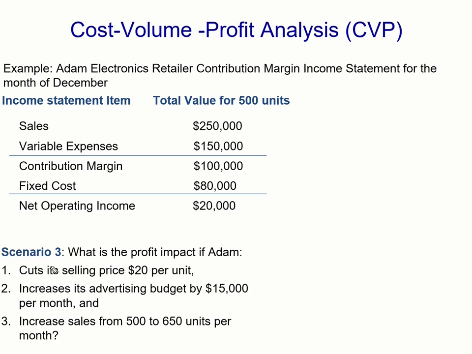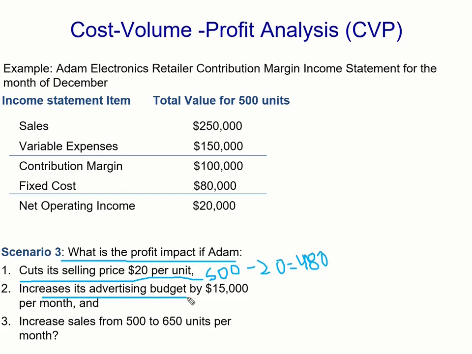Let's take a look at this scenario. What is the profit if Adam does the following? They cut the selling price by $20, so we're going to reduce the price from 500 minus 20. The new price is 480. Increase the advertising budget by 15,000. And as a result, we think sales could go from 500 to 650. Is this a good deal? Well, we have to see what if. Basically, what if this happened, what would happen?